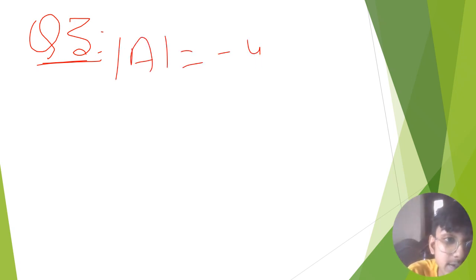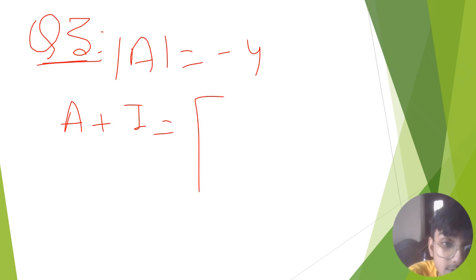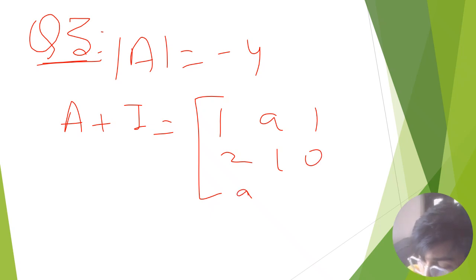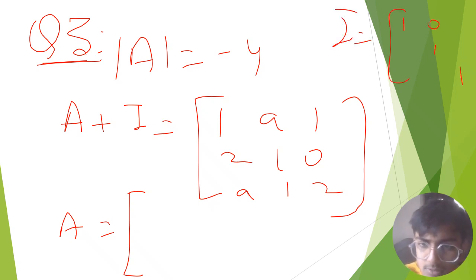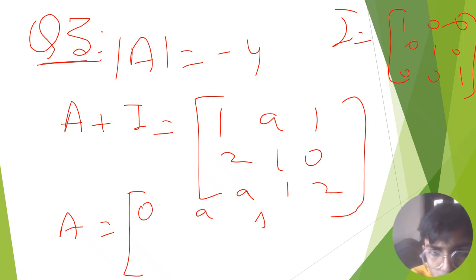Okay, so here it is given that A is a matrix of order 3 cross 3 such that the determinant of A is minus 4. Like this, A plus I is given to us: 1 a 1, 1 a 1, 2 1 0, a 1 2. So A will come by subtracting the identity matrix, as simple as that. I am just writing the value which we will get after subtracting.